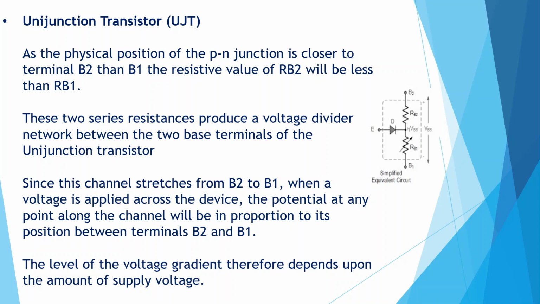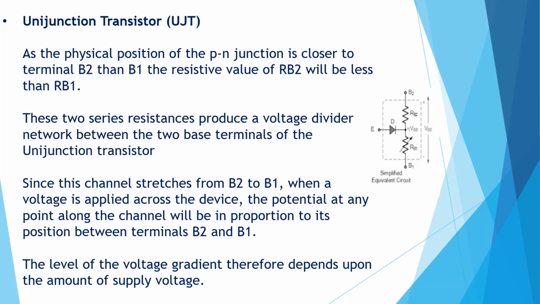Since this channel stretches from B2 to B1, the entire semiconductor device, when a voltage is applied across the device, what is the voltage we apply? VBB, between base 1 and base 2. The potential at any point along the channel will be proportional to its position between terminal B1 and B2. Of course, when the potential is applied between B1 and B2, some voltage will be dropped across this resistance and some across that resistance, and the voltage drop will depend upon how the PN junction is formed, nearer to B2 or nearer to B1.